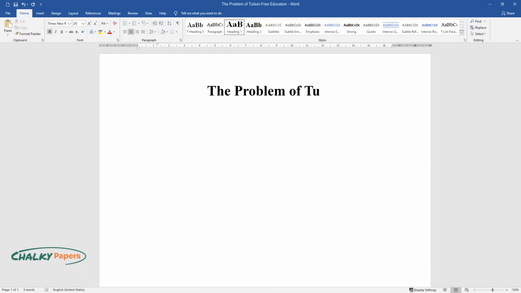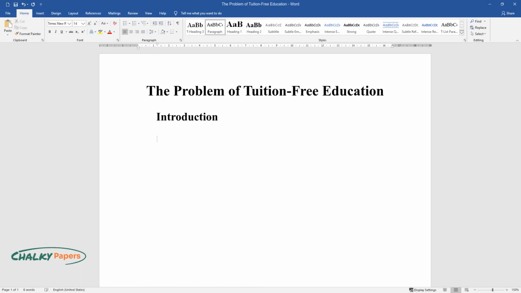The problem of tuition-free education. Introduction. The issues of education have always been pivotal within the scope of any social and economic policy.